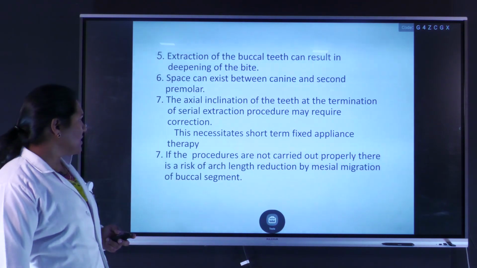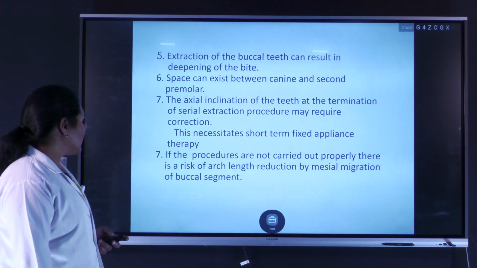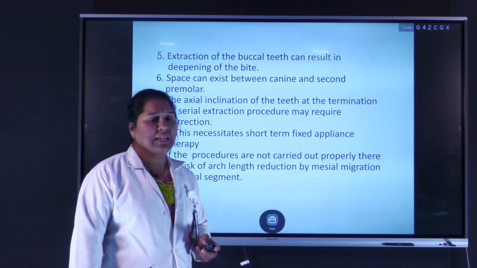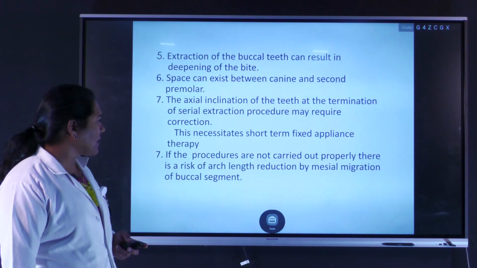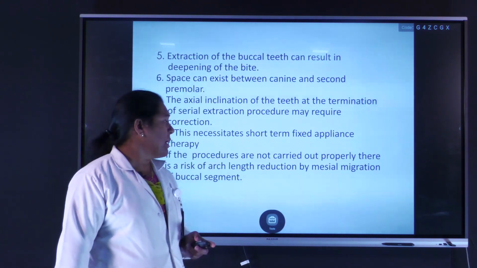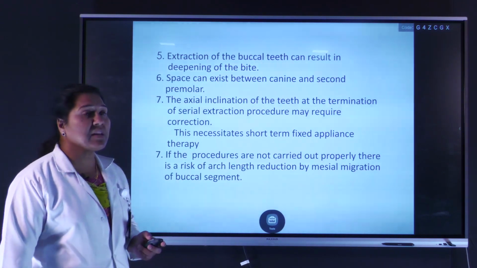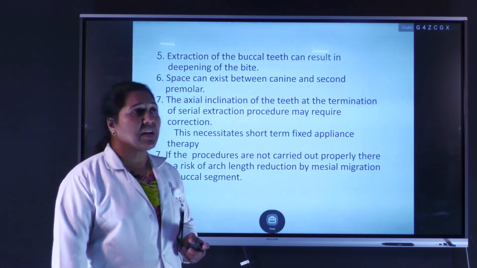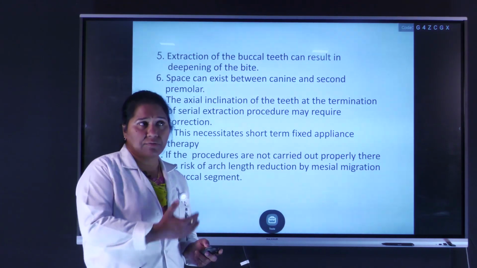Okay, if the procedures are not carried out properly, there is a risk of arch length reduction by mesial migration of the buccal segment. Timing is very much important. If the timing is not proper, there might be shifting, the mesial migration of the posterior teeth.